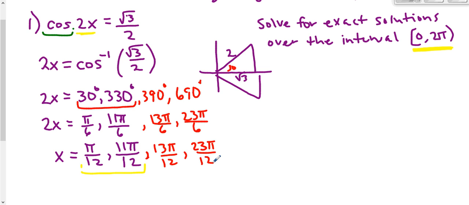Okay, so here is sort of a summary of what to do. If you have a 2x, go around the circle twice. Get twice as many answers. Get the answers that you would get between 0 and 4 pi, so that when you divide by 2, you'll have all the answers that fall between 0 and 2 pi.